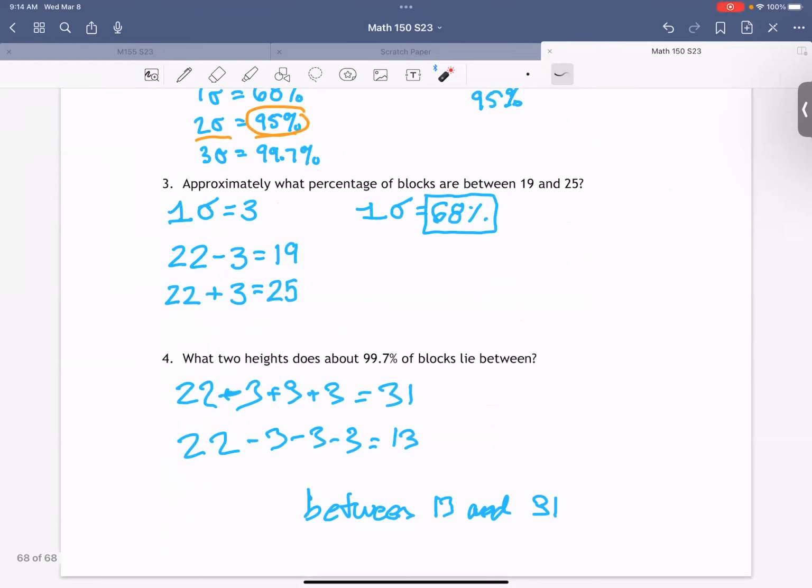Nice job there. Number 4, I wanted to find what heights about 99.7% of the blocks lie between. So actually we're doing 2 and 3 the other way around, right? I'm giving you 99.7, and I want you to find the 2 heights that they represent. And Melanie, you wrote this one up, right? You want to take us through this one? So I added 3 times 3 to get 31, and I subtracted it 3 times to get 13. So that means 13 to 31. Perfect job.